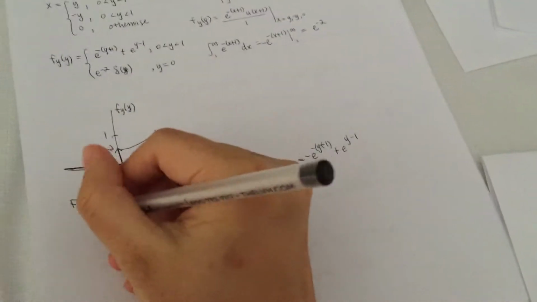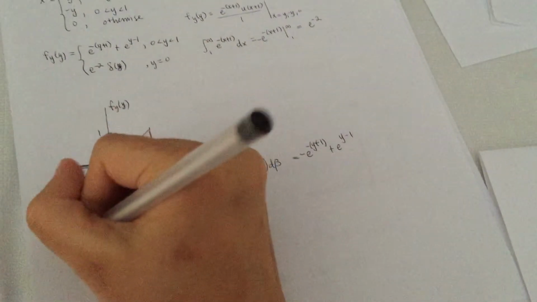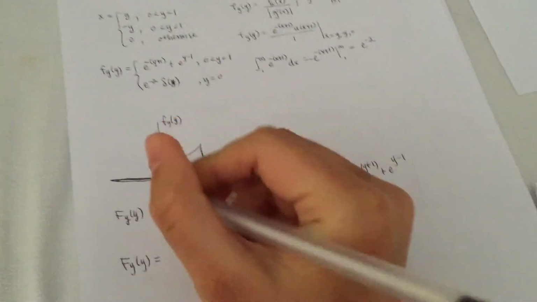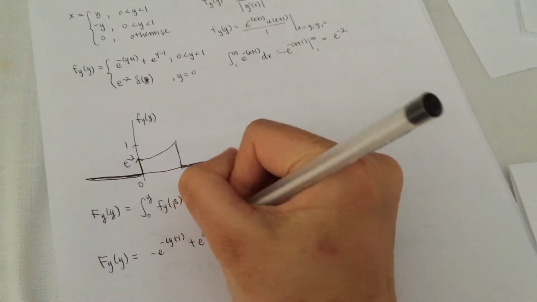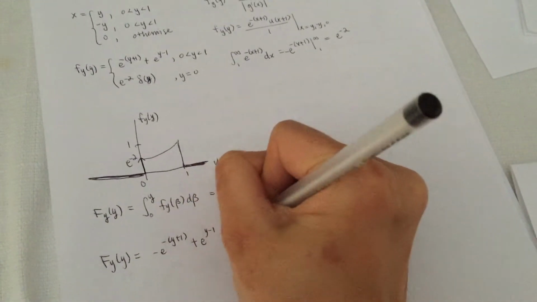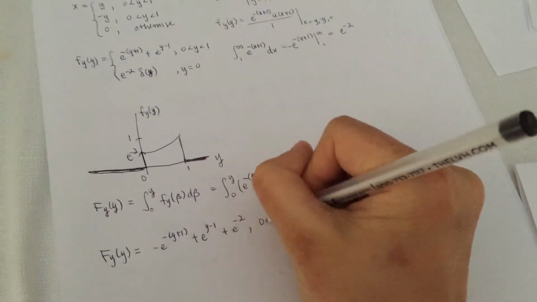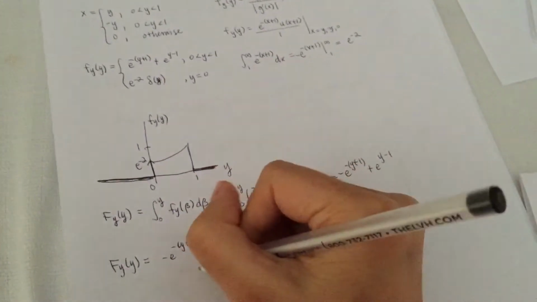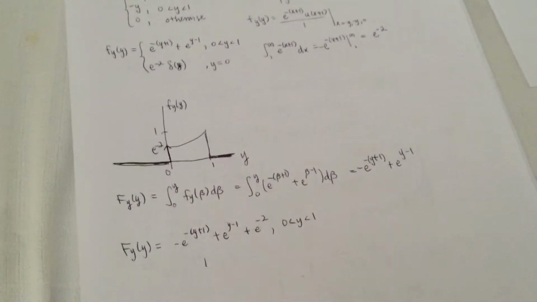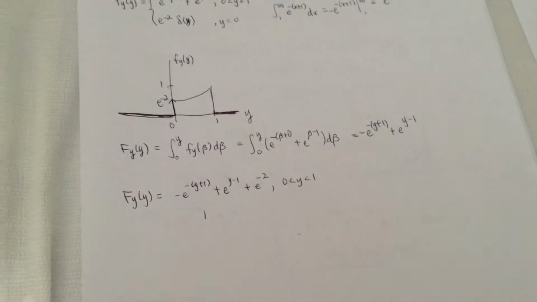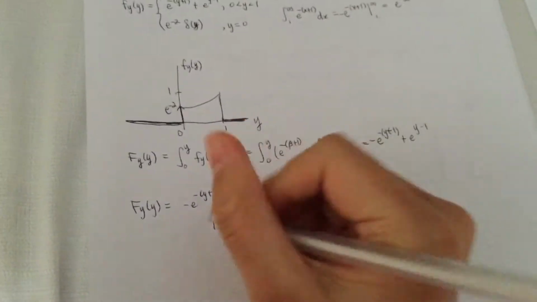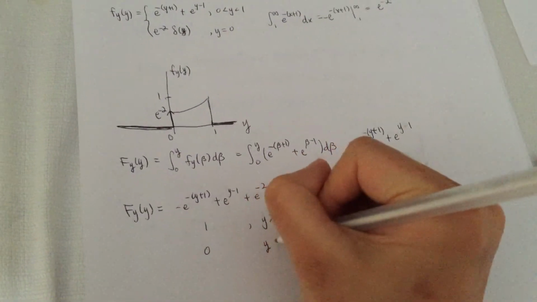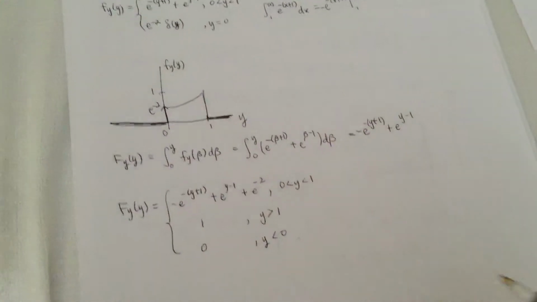And then for the impulse function, you just add it to this. So what we would get is negative e to negative y plus 1 plus e to the y minus 1 plus e to negative 2 on the interval 0 to 1. And then since this is a distribution function, we know that it has to equal 1 past 1. So 1 for y greater than 1 and 0 for y smaller than 0. So this is the function we get.